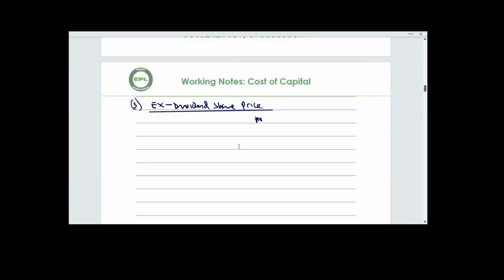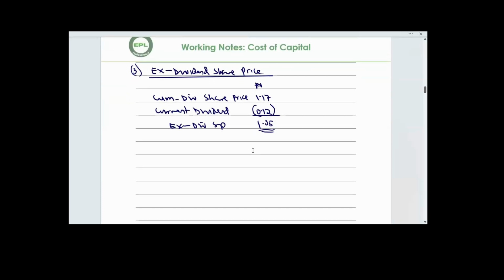So the first item, of course, to get your ex-dividend share price, you pick the cum div share price of 1 naira 17 kobo, then you less the current dividend. The current dividend is 12 kobo. Dividend per share is 12 kobo. So the difference is 1 naira 5 kobo. That represents the ex-div share price.